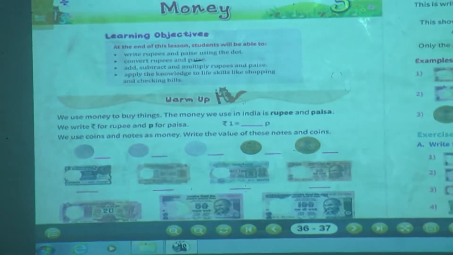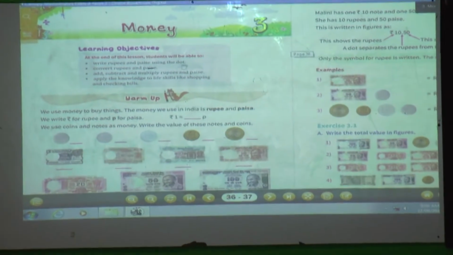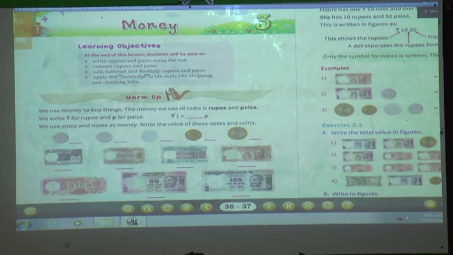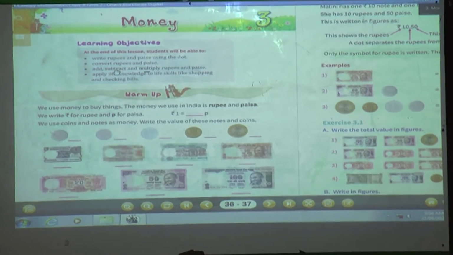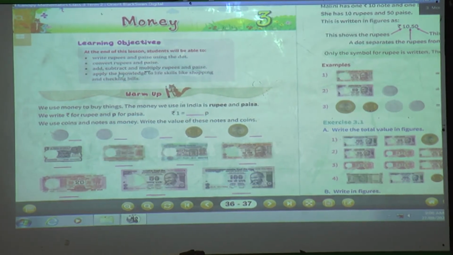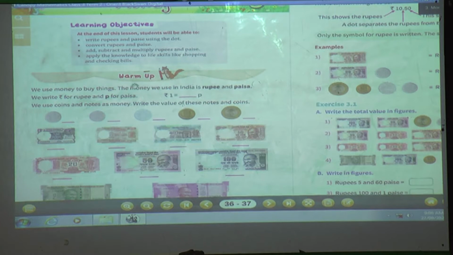Dear students, today we are going to start a new lesson, that is lesson number 3, money. Look at the board. Here in this lesson we are going to learn how to write rupees and paise using the dot, means point. Then convert rupees and paise. Also we are going to see how to do the addition, subtraction and multiplication of rupees and paise. Then finally we are going to apply the knowledge to life skills like shopping and checking the bills. Okay, so let us start the new lesson, that is money.